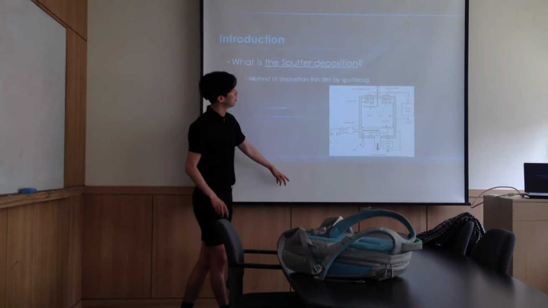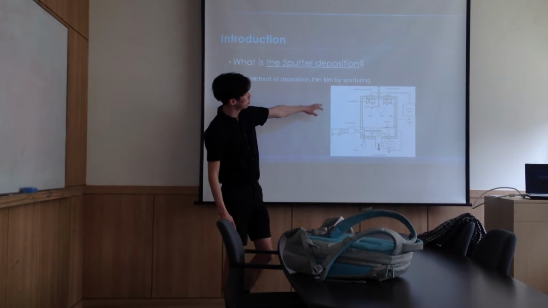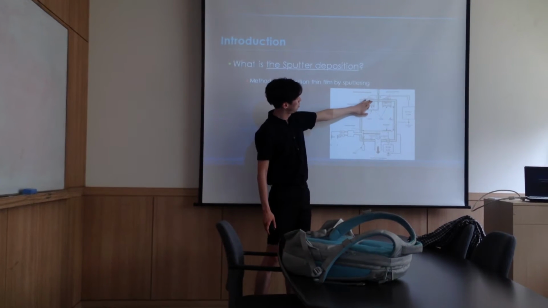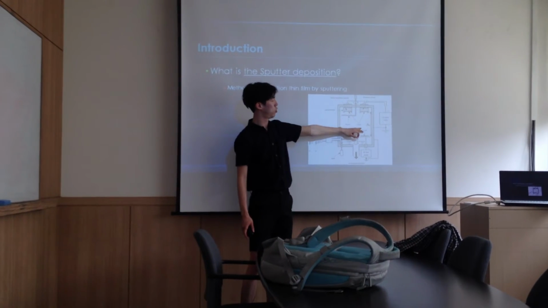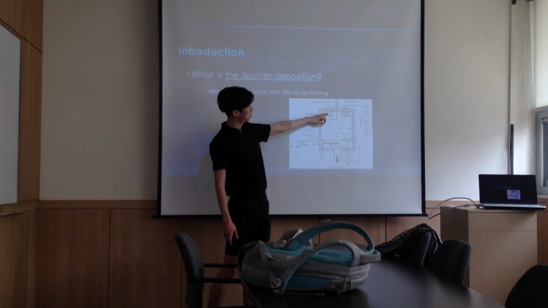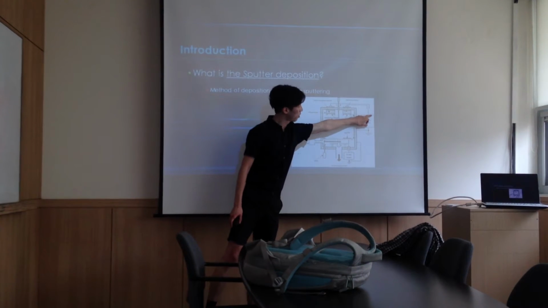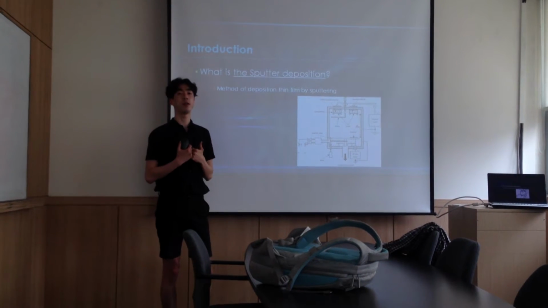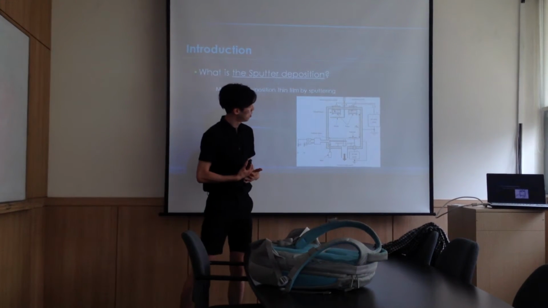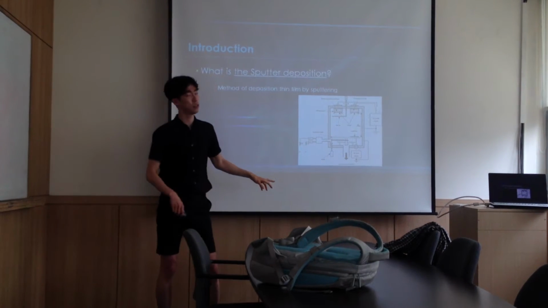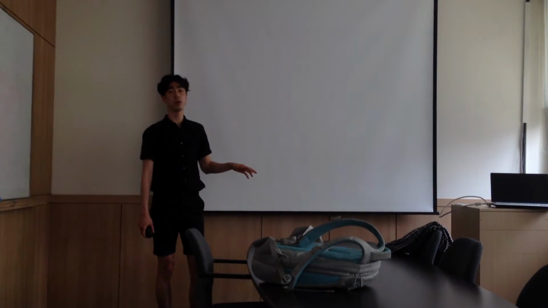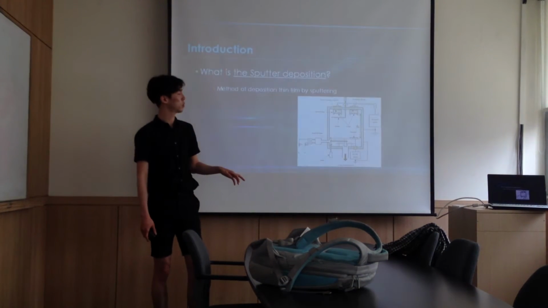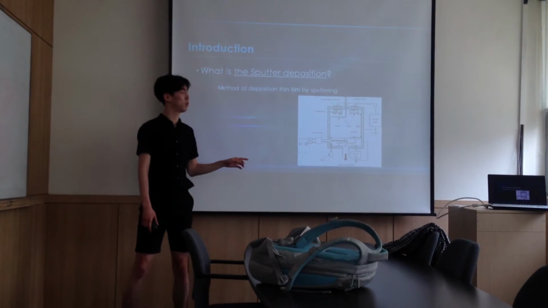In this picture, this is the structure of the dish style sputter. This part is the source material, called the target material. It is connected to the cathode in order to attract positive ions. And this is the reason why this sputter is called the dish style sputter.